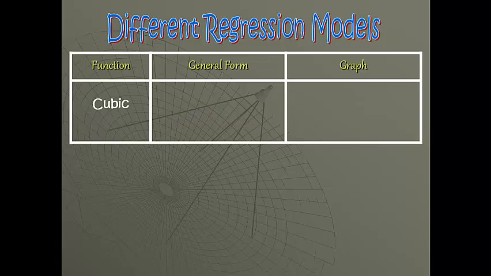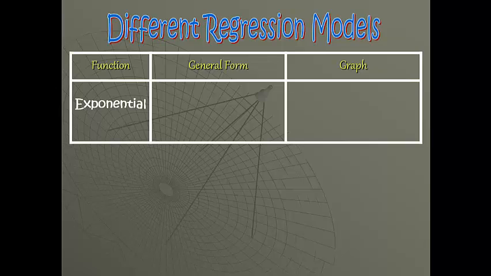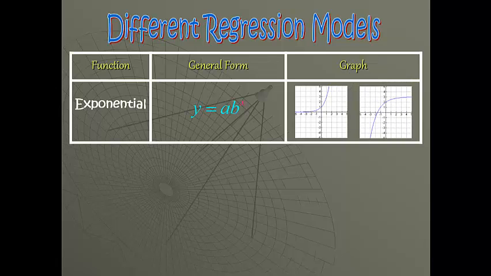The third type is cubic, and the general form is y equal ax cubed plus bx squared plus cx plus d. And cubic looks like this graph as shown. The last regression model is exponential, and exponential is y equal a times b to the power x, and the graph looks like that. It increases slowly or it decreases slowly.